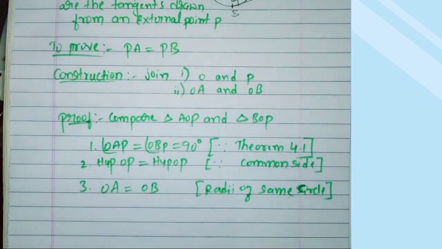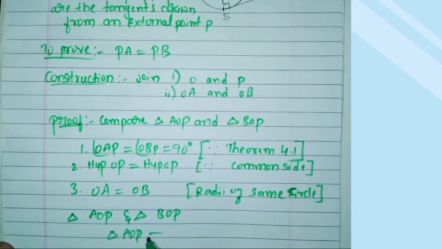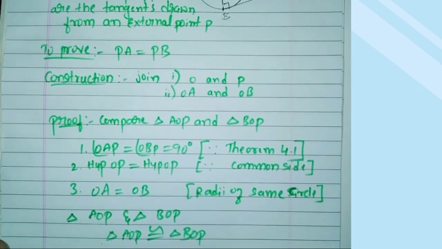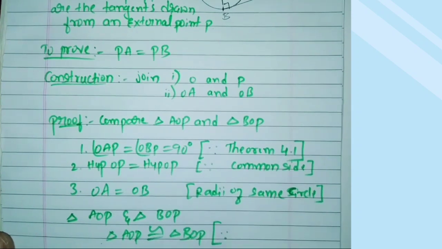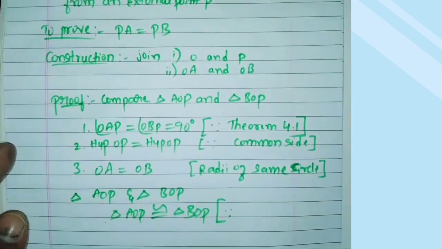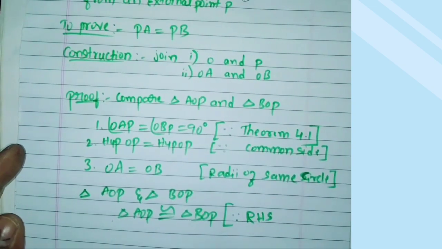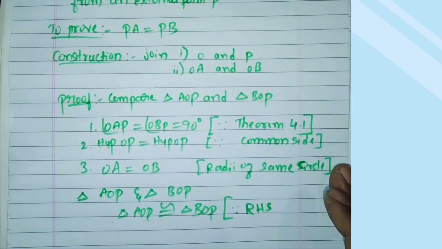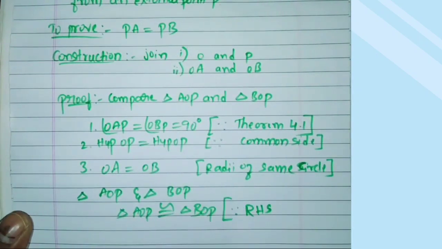Now can you say, children, the triangle AOP is congruent to triangle BOP. These two are congruent because of what? Because of RHS congruency. According to RHS congruency, these two triangles are congruent.